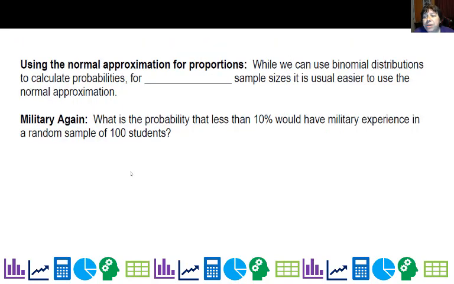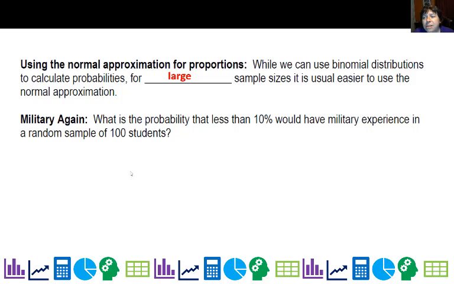So we can use binomial distributions to calculate probabilities, and those work. For large sample sizes, it is usually easier to use the normal approximation. So what is the probability that less than 10% would have military experience in a random sample of 100 students?